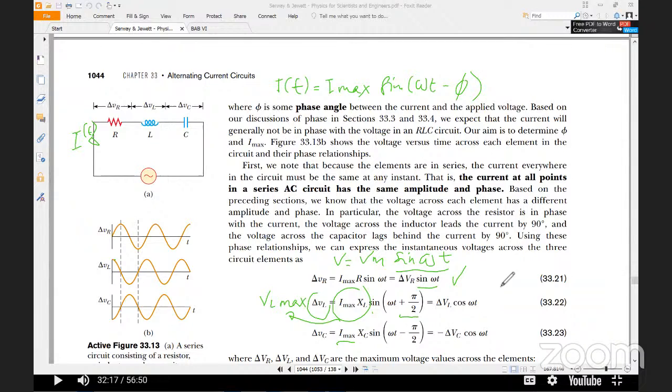So, please consider this expression. It's very important, especially about the phase difference between phasors. Any questions, everyone? No? No, sir. Okay.